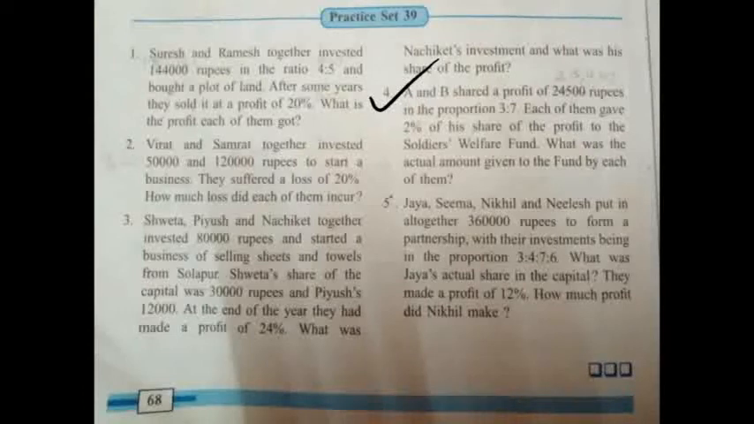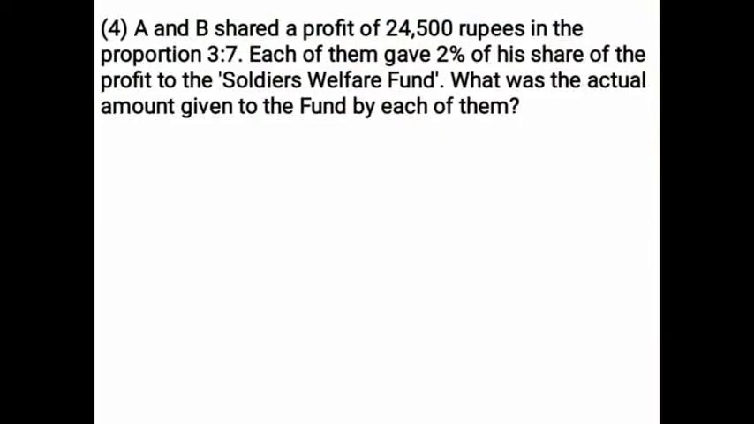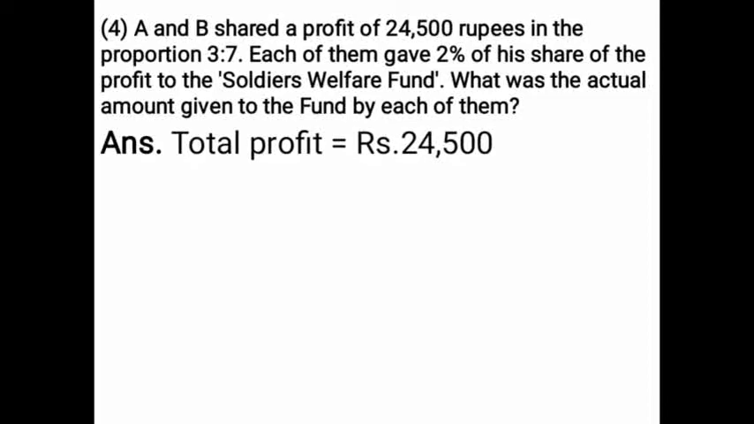Each of them gave 2% of his share of the profit to the soldiers' welfare fund. What was the actual amount given to the fund by each of them? Total profit is given 24,500 rupees. So you have to write the statement. Total profit is equal to rupees 24,500. Ratio is given 3:7.